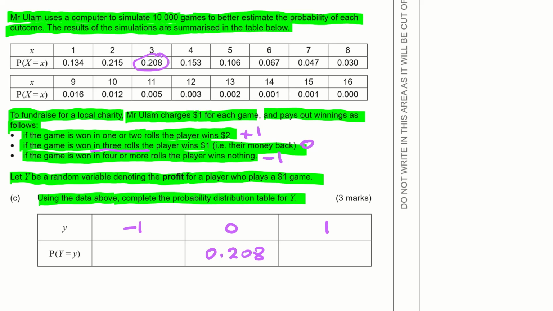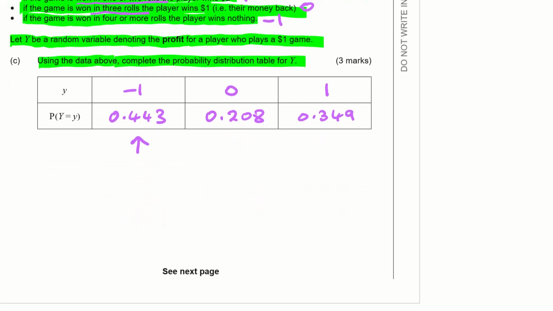If they win in 1 or 2 rolls, then they get $2. So 1 or 2 rolls is the 0.134, the 0.215. Add those together and we get 0.349. And then to get this one, we can just do 1 take away the other 2, which is 0.443, because these things need to add up to 1. Okay.